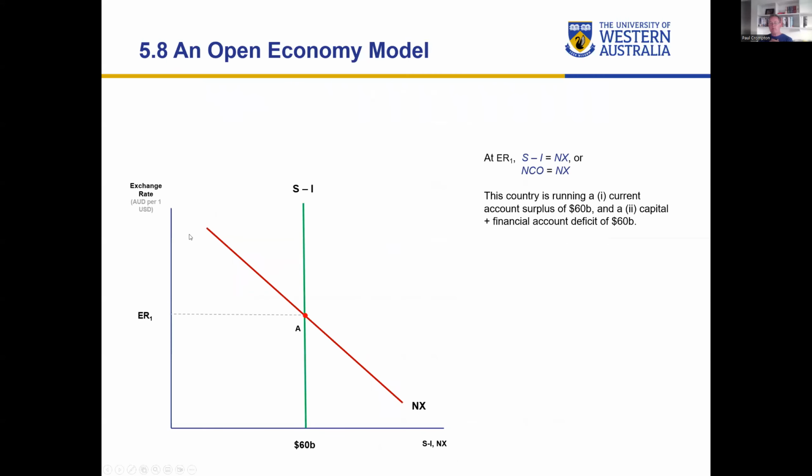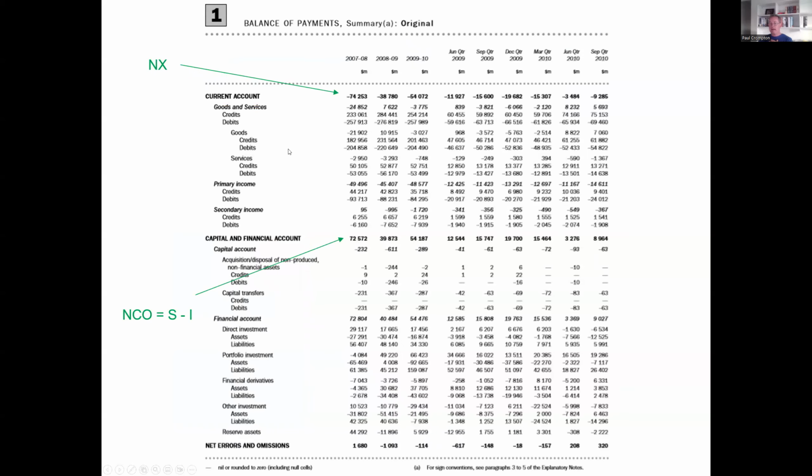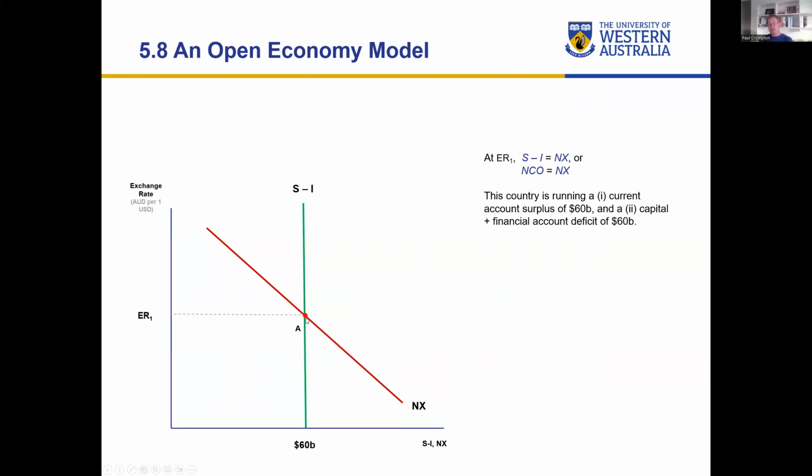But anyway, when I say that S minus I equals NX, in terms of the model, they do have the same value, that is 60 billion. But when I say S minus I equals NX at point A, and I move to this balance of payments table, then it's the absolute value of these variables that equal. Okay, so the absolute value of S minus I is 72 billion. The absolute value of net exports is 74 billion. Positive, because I'm taking the absolute value. So does S minus I equal NX like it would in this model?